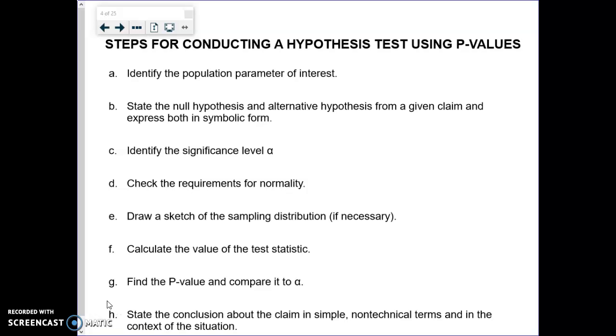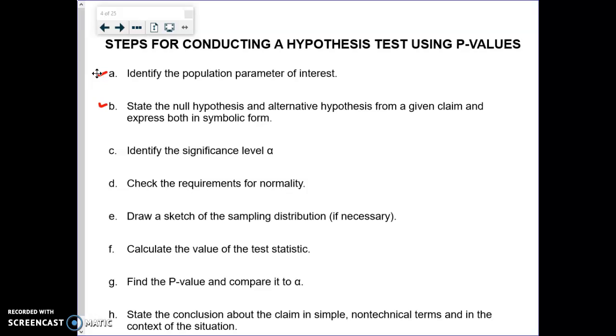All right, ladies and gentlemen, so we've just talked about the null and alternative hypothesis. So basically, in our list of steps here, we've done A and B, okay? What we're going to do in this video and the preceding videos and the other videos after this, we're going to identify a level of significance, alpha. We're going to check the requirements that we have a normal distribution. I'm going to draw a sketch of a sampling distribution, which is just a bell-shaped curve.